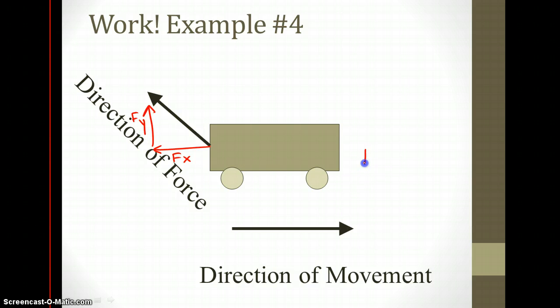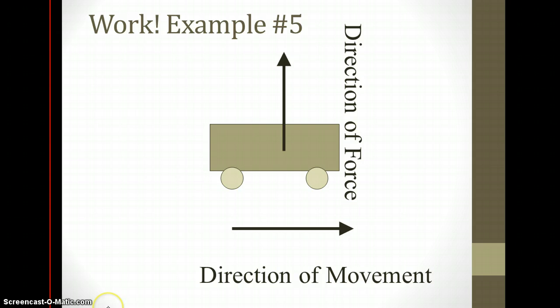In this situation, I'm going to say f of x is to the left, distance is to the right. Since they don't line up, this is going to be negative work, since they're going directly opposite of each other. Again, I care about f of x because that's the part that's parallel to my direction of motion. And work is looking at the amount of force that's actually causing it to move in that direction. And our force in the y direction is not helping it move to the right or to the left.